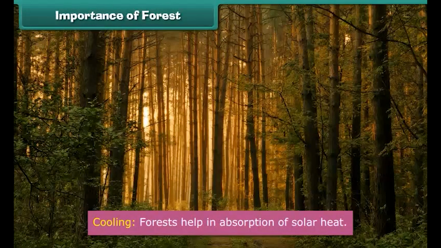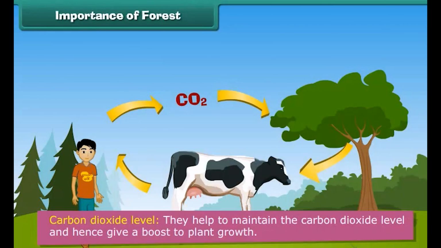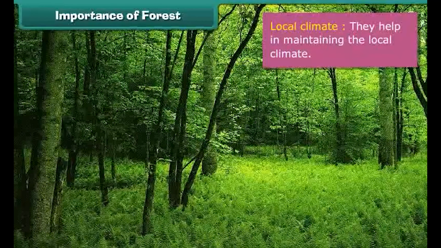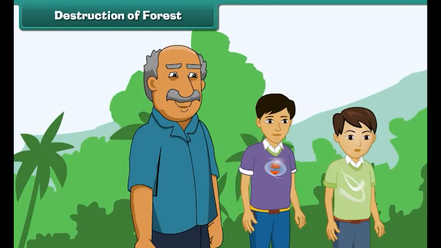Cooling. Forests help in absorption of solar heat during evaporation and transpiration. Carbon dioxide level. They help to maintain the carbon dioxide level and hence give a boost to plant growth. Local climate. They help in maintaining the local climate and hence help fight climate change. Self-assessment. Drag and drop the image to the correct statement.